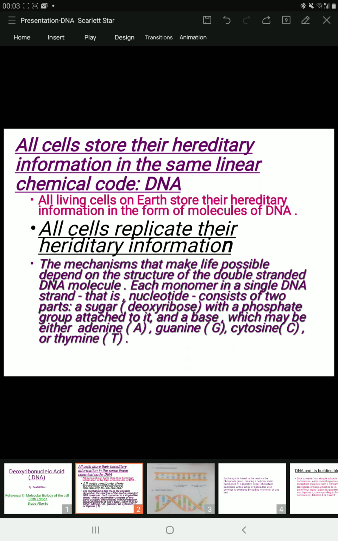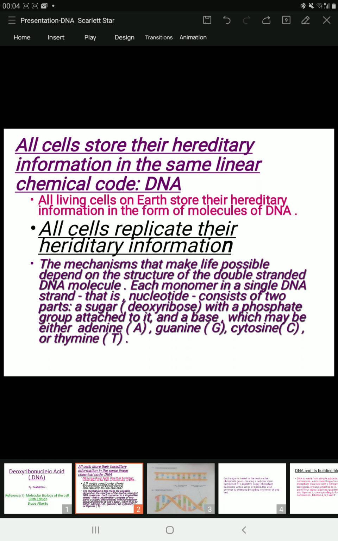All living cells on earth store their hereditary information in the form of molecules of DNA. Means they contain their hereditary information in the form of DNA. Like what mother and father have the characters, they are going to pass down to offspring or daughter cells. All cells replicate their hereditary information. Like it happens in bacteria also.